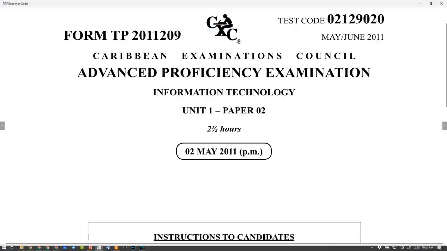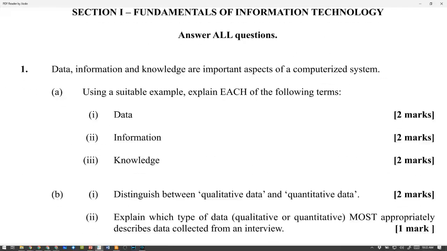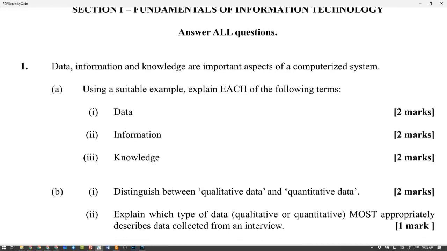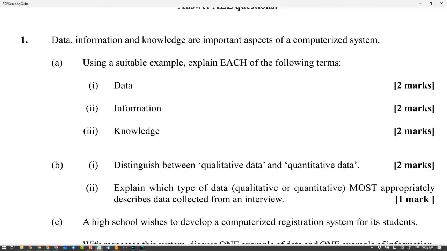May 2011, and we are starting with Module 1, Fundamentals of Information Technology. Okay, good. Data, information, knowledge are important aspects of a computerized system. Using a suitable example, explain each of the following. So data is raw facts and figures. Example, random numbers 12, 13, 19, and 17. Alright, good with that.